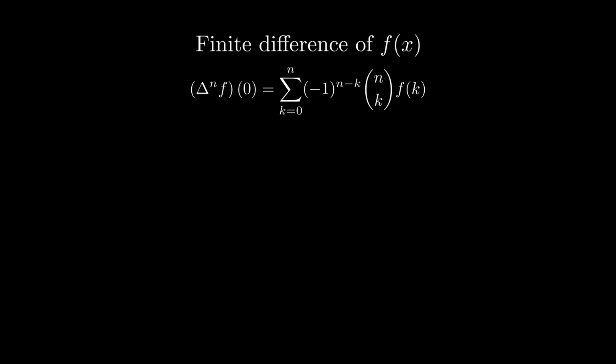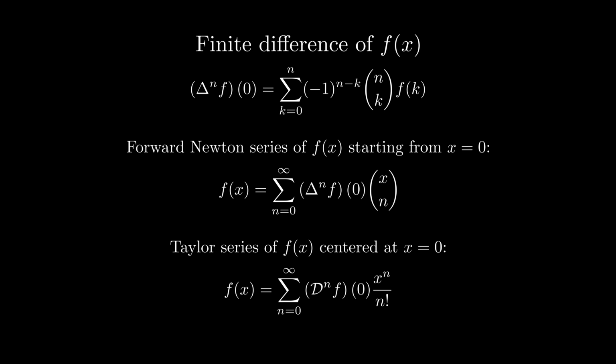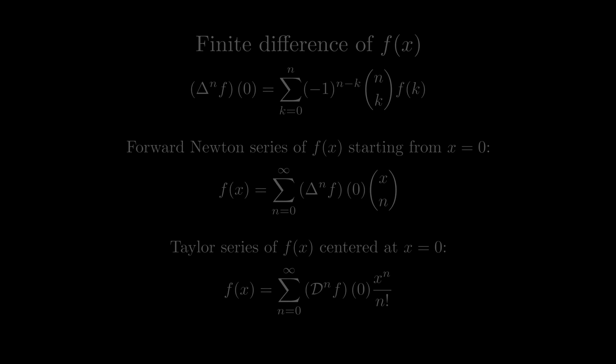So now if we plug these into the Gregory-Newton formula, we have that the general form of our forward Newton series would be this. Compare this to the Taylor series of a function. Pretty slick, right? And this formula has a lot of practical use as well.